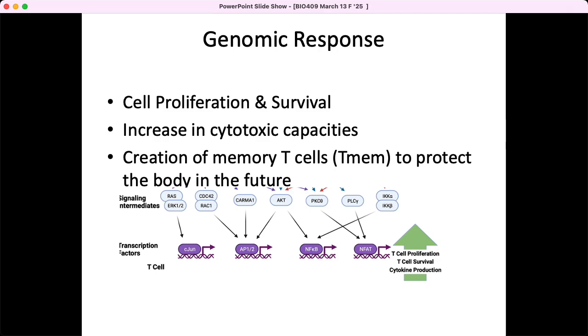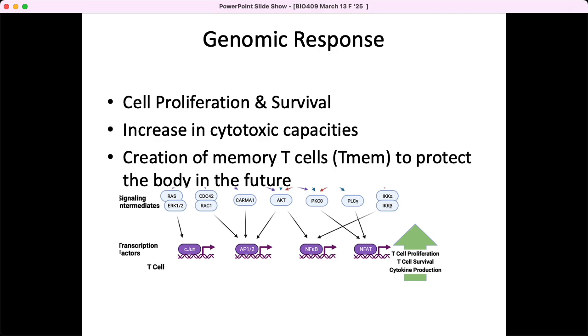Genomic responses are, again, going to be coordinated. And what is the big takeaway here, right? These different signal transduction pathways that we've looked at are going to trigger transcription factors that are going to cause a coordinated effect within the cell. Broadly, we can think of that as T cell proliferation, T cell survival, and cytokine production being the big three things, right?